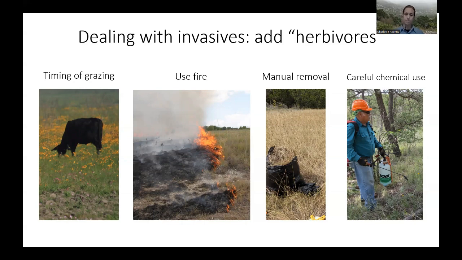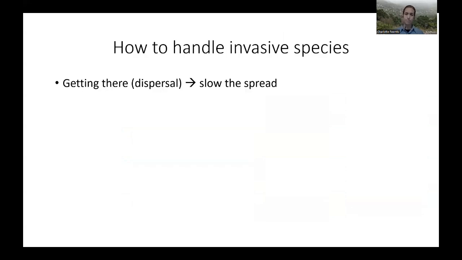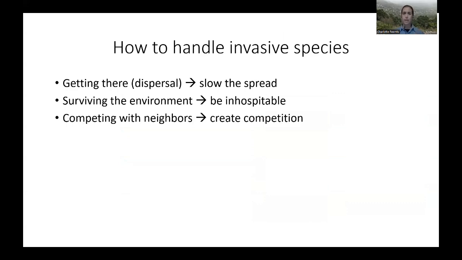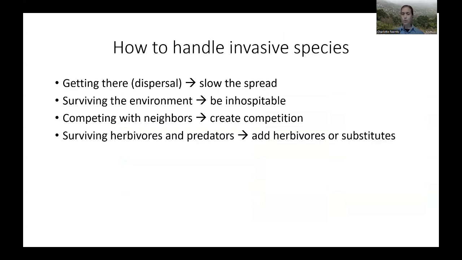All right, so how do we deal with invasive species? We want to slow how quickly they spread. We want an environment that is as inhospitable as possible to them. We want to create competition. We want to add herbivores or substitutes for herbivores.